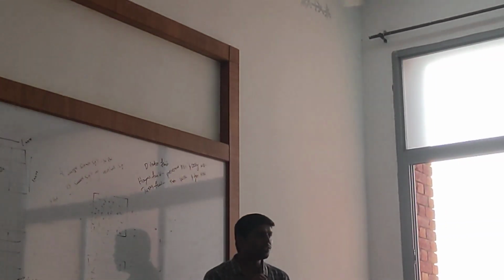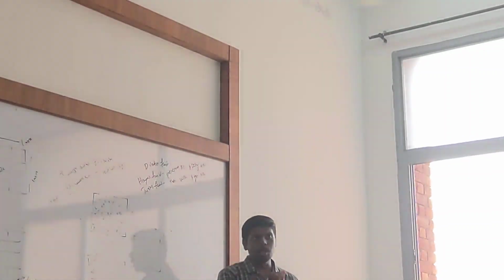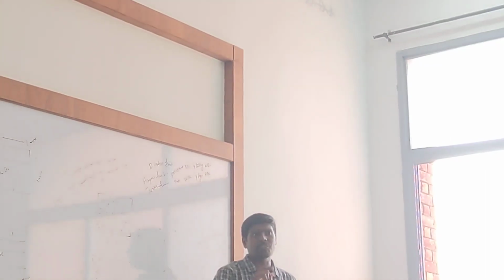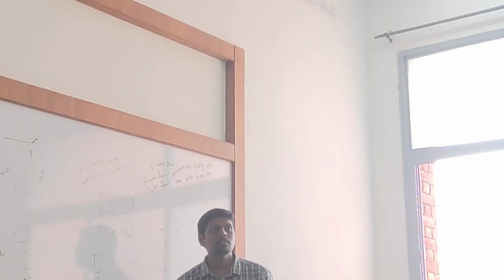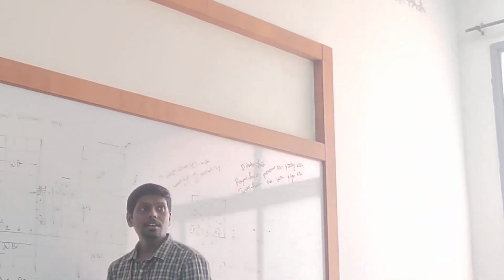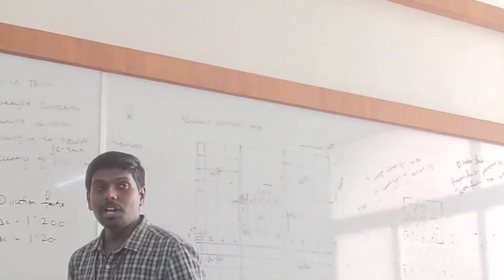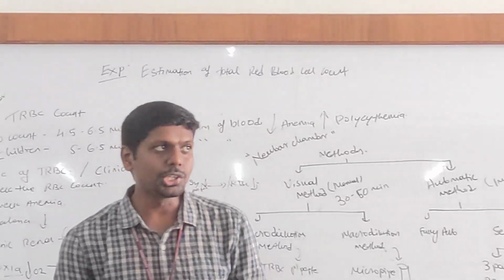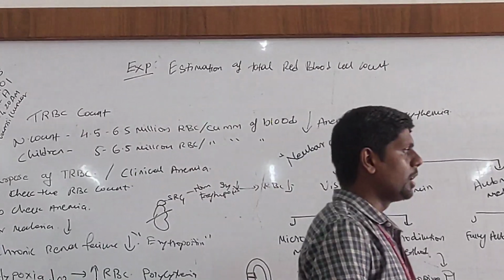And what diluting fluid are we using for WBC? Turk's fluid. What is the dilution factor for WBC? 1:20. What is the dilution factor for TRBC? 1:200. Right?